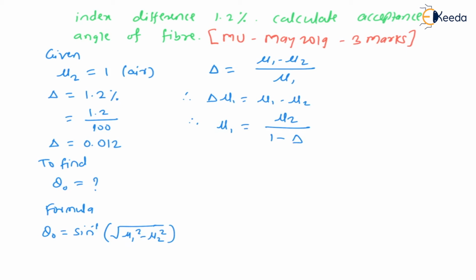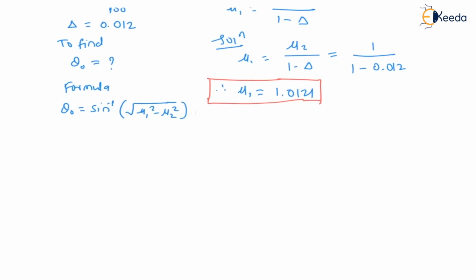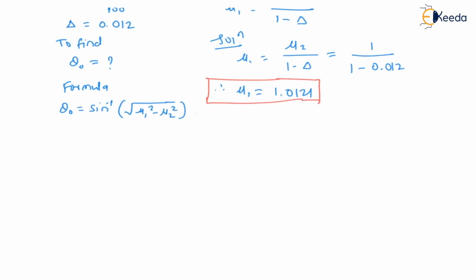So initially we'll find out mu1. It will be mu1 is equal to mu2 upon 1 minus delta. So this will be the value of mu2, 1, divided by 1 minus delta, which is 0.012. So here the value of mu1 is 1.0121. So this is the refractive index of core medium. And now we will substitute this value into the formula for acceptance angle, and then we'll have the value of acceptance angle.